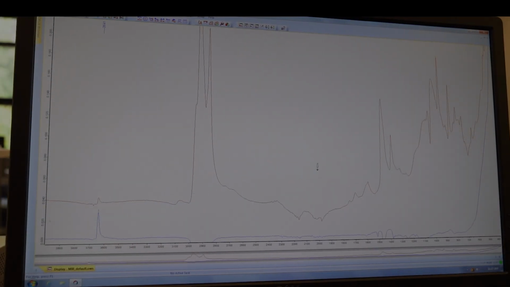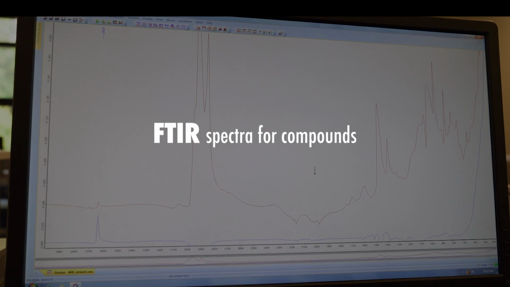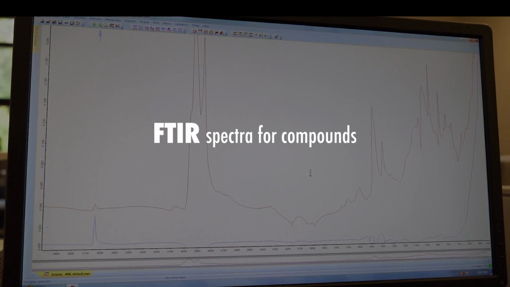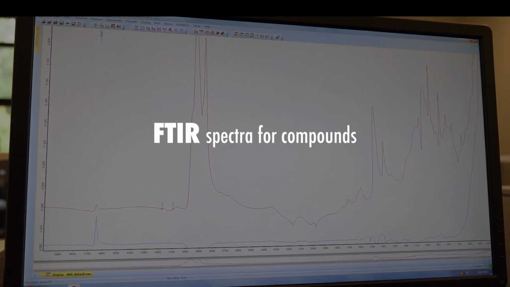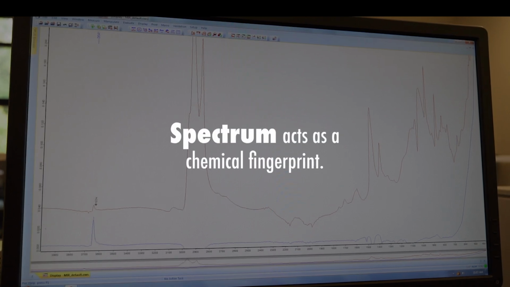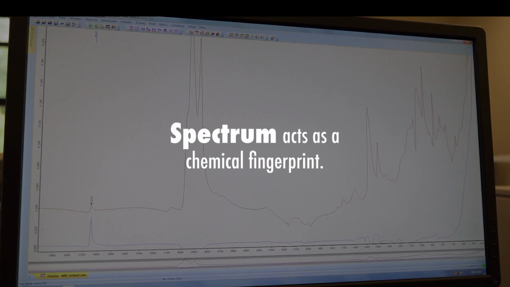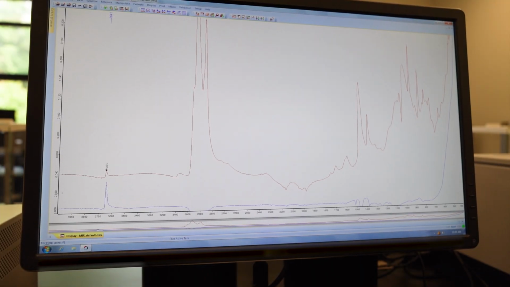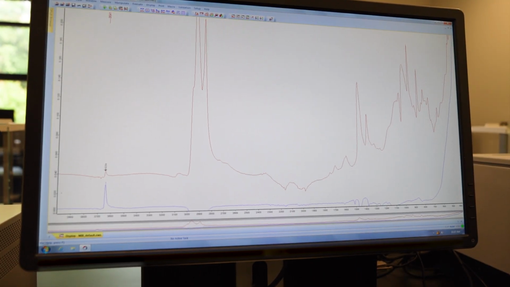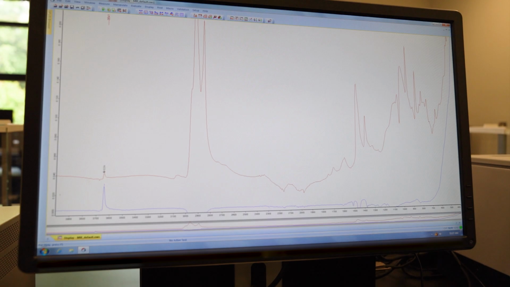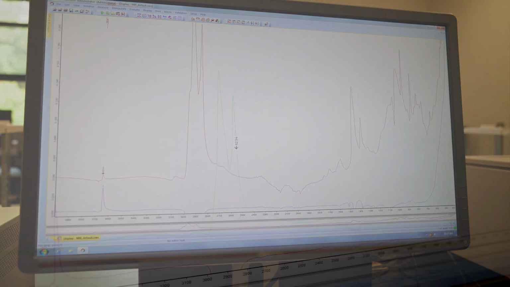This process produces a unique spectrum, a graphical representation of the material's infrared absorption at various wavelengths. The spectrum acts as a chemical fingerprint, revealing the composition of the sample in intricate detail. The resulting spectrum displays a series of absorption peaks, each corresponding to different chemical bonds within the sample.